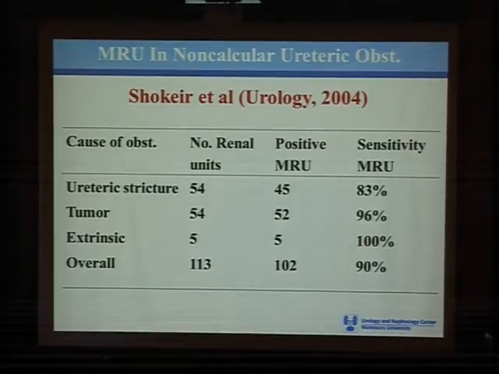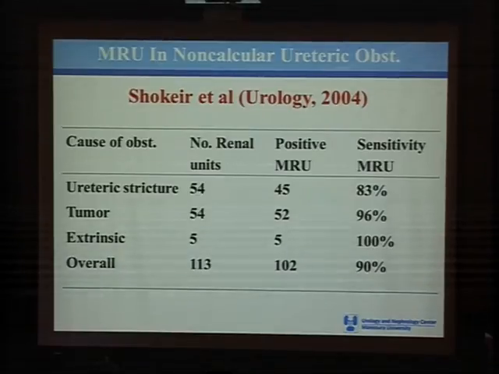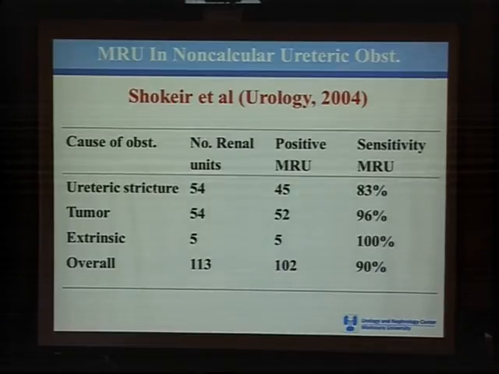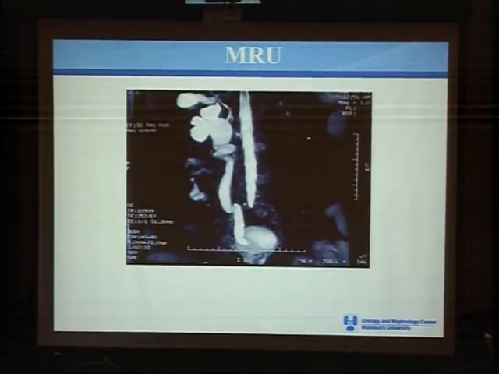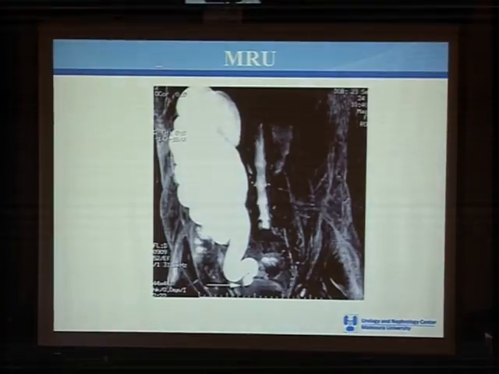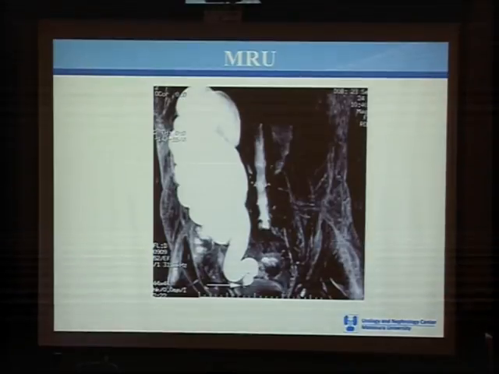And here you can see that MRU can have an overall sensitivity of 90% for diagnosis of non-calculous obstruction in terms of ureteric stricture, tumors, and extrinsic obstruction. This is an example of T2-weighted MRU where there is marked dilatation of the ureter down to the lowermost part of the ureter. Another example, marked dilatation of the kidney and ureter due to a stricture in the lower end of the ureter.